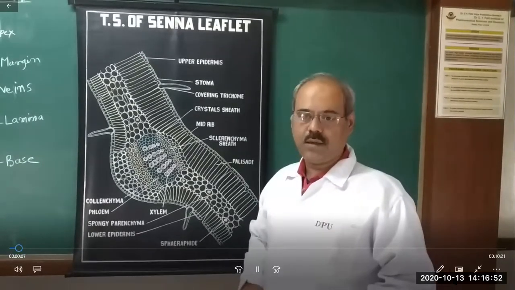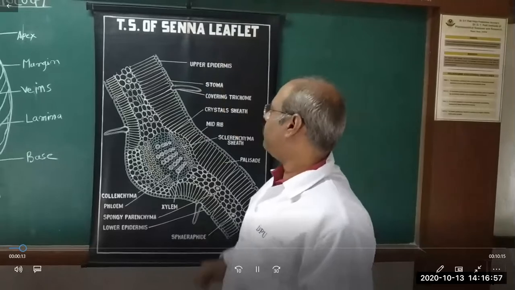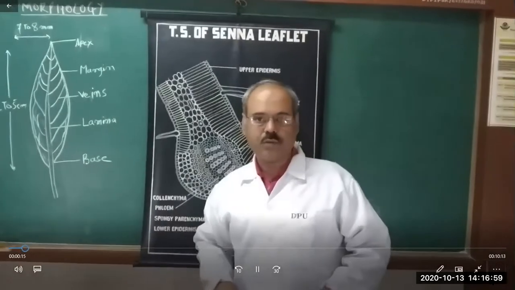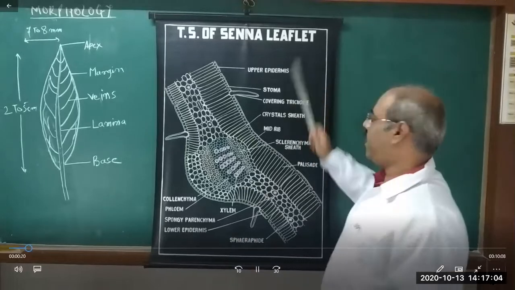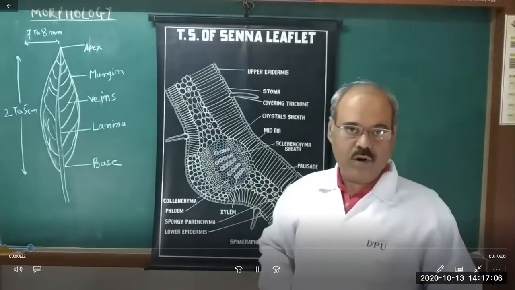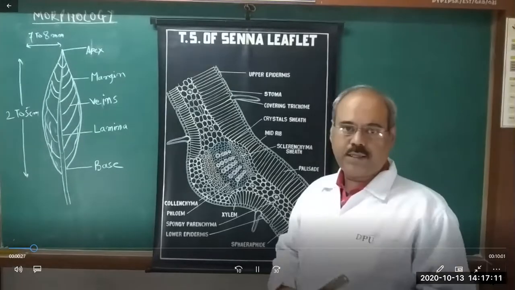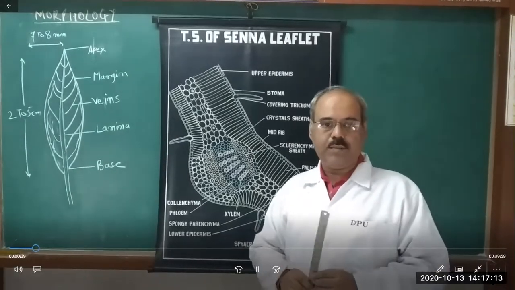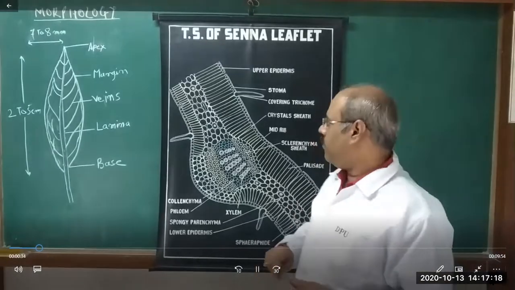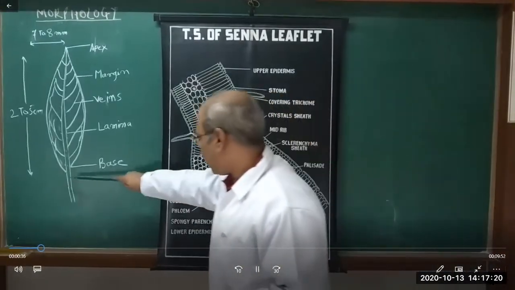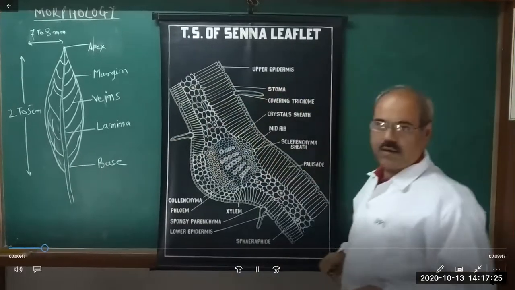Today we will be discussing the study of morphology and microscopy of the Senna leaflet. We all know that Senna belongs to the class of anthraquinone glycosides. The biological source of Senna is the dried leaflet of Cassia angustifolia, belonging to family Leguminosae. When we say leaflet, the leaflets are arranged in pairs on a single lamina, 2 pairs or 3 pairs or 4 pairs, whereas in a single leaf there is a single lamina. So basically Senna is a leaflet.